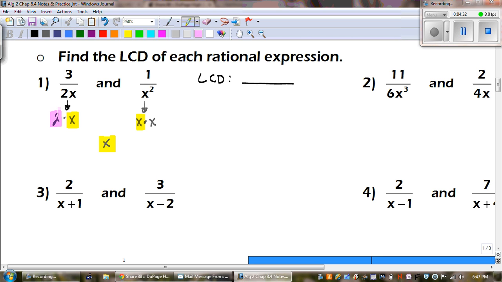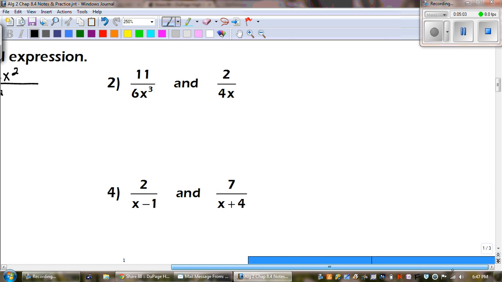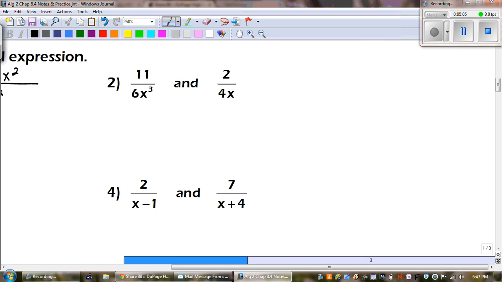Okay, but this one has a 2, and this one has an x. So our GCF, or our LCD is a combination of both of those. Okay, so now my LCD would be 2x squared. Okay, because that's a combination of that. Let's look at the next one.